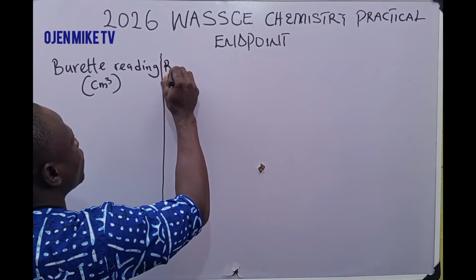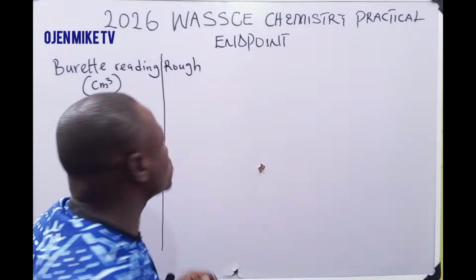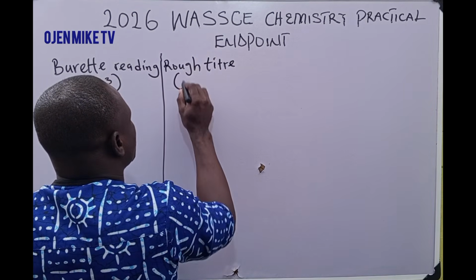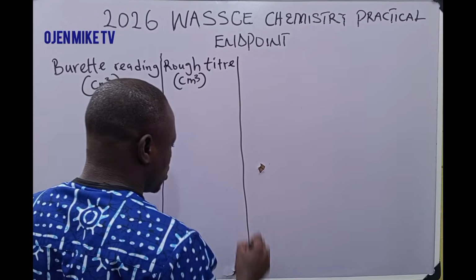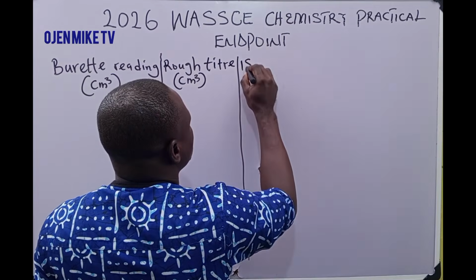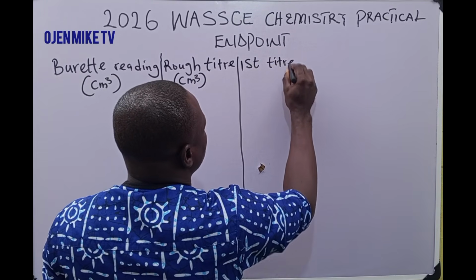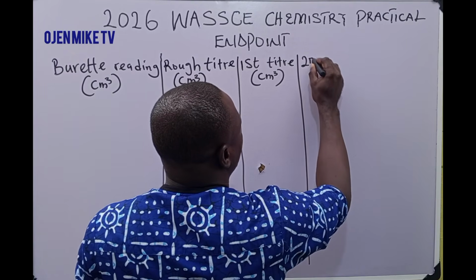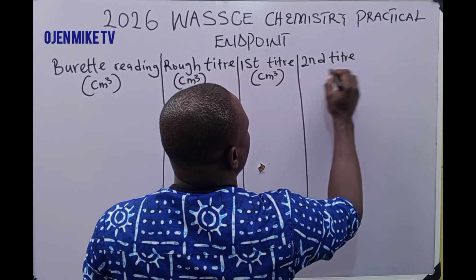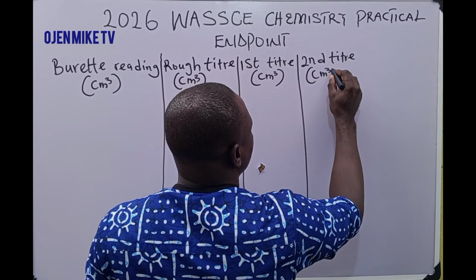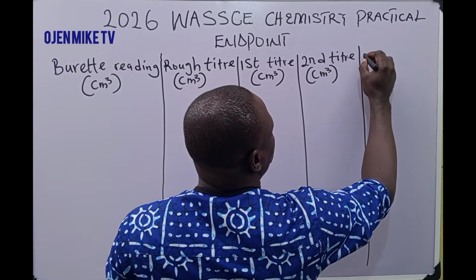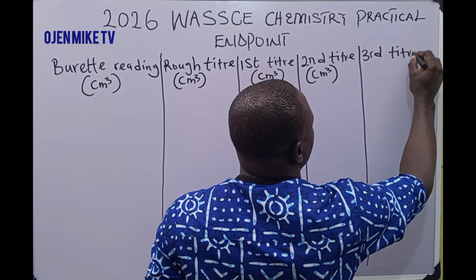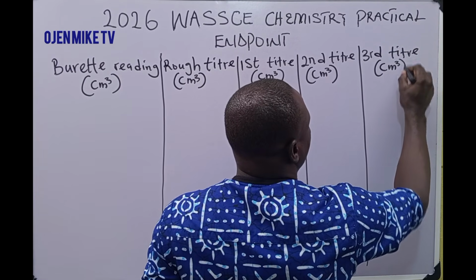The next one is your rough, because sometimes you might be asked to find your rough titer. You have rough titer, bracket cm cubed. The next thing is your first titer, of course in cm cubed. The next one is second titer, in cm cubed also. And the last one is third titer. I hope you are following. Third titer, bracket in cm cubed.